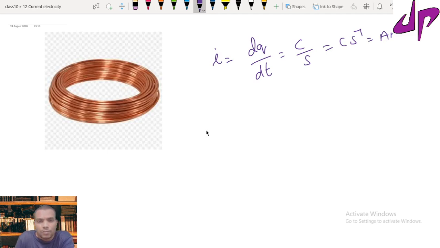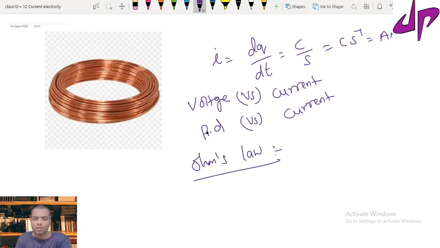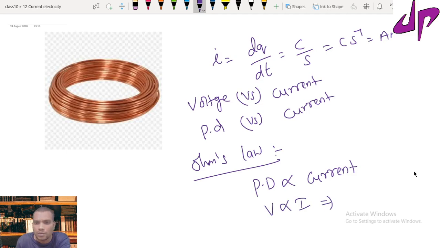To know the relation between voltage and current, or precisely potential difference versus current, we have talked about Ohm's law. Ohm's law gives a relation: for a given conductor, the potential difference is directly proportional to current. So potential difference V is directly proportional to I. Now we will remove the proportionality constant.